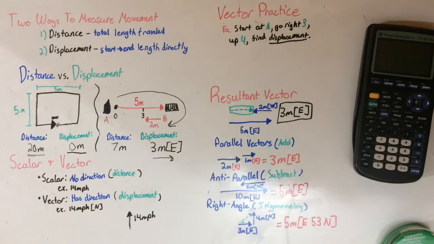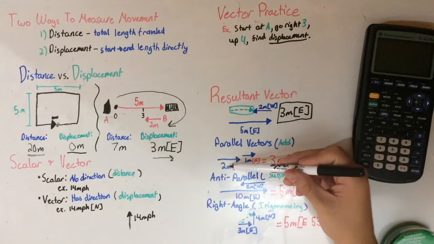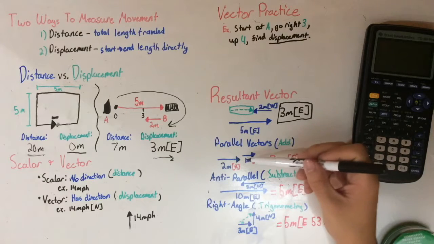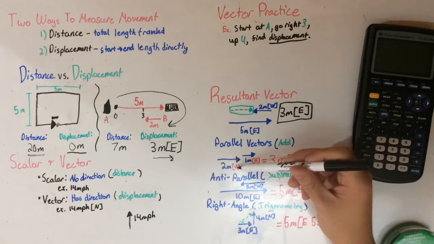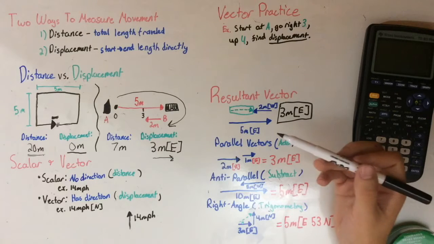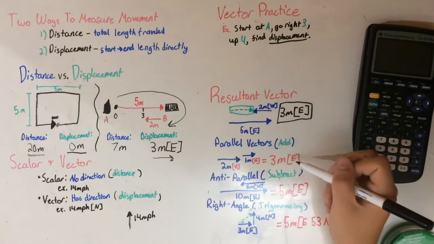So when we go to add or subtract our vectors, or we want to combine them in some form, we look at if they're parallel, anti-parallel, right angles, etc. So for parallel vectors, meaning vectors going in the same direction, we're going to add them up. So you see we have a 2 meter vector going east, a 1 meter vector going east. We see that they're going in the same direction, east. So we're going to go ahead and add them. So it's just 3 meters east in total.